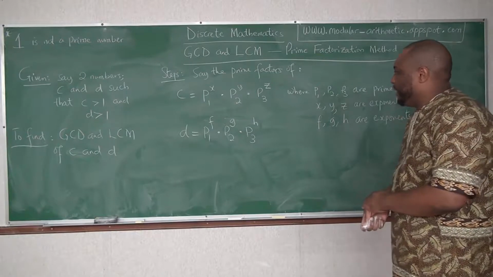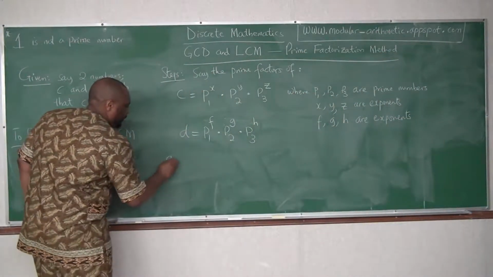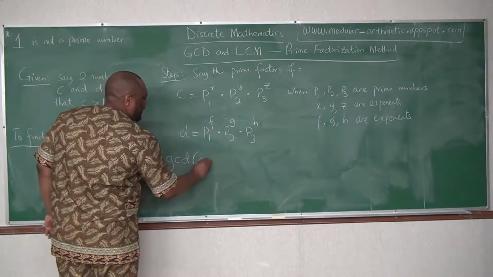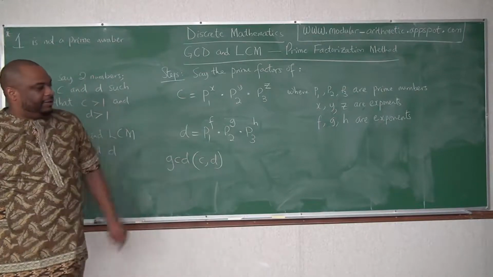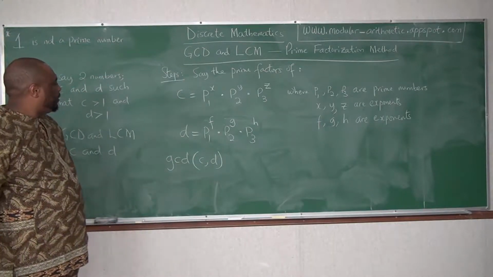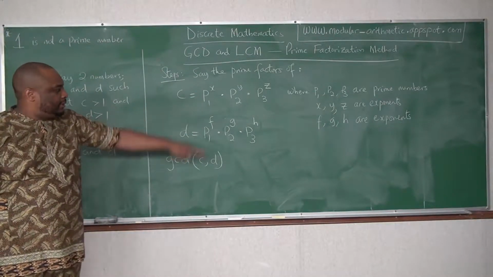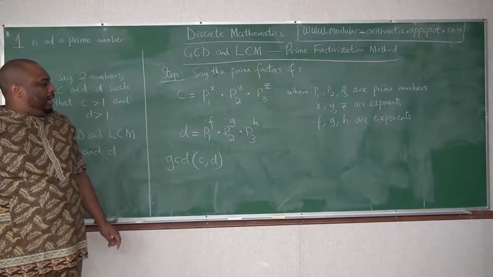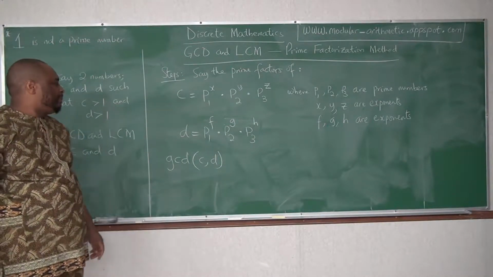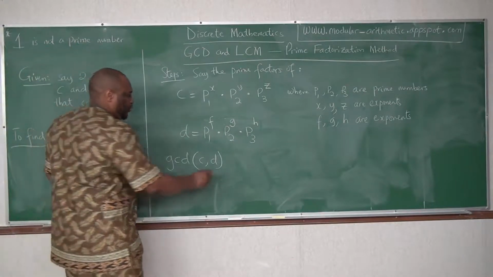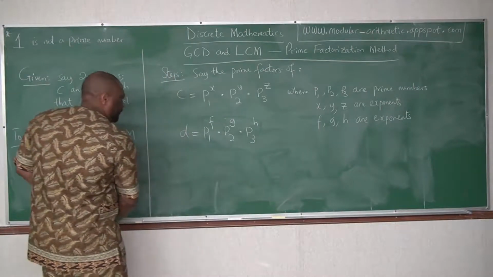So we now say the GCD of C and D, that's the way we write it. You have to find the prime factors as this, a product of prime numbers. Now, the GCD of C and D will be, let me write half space here.